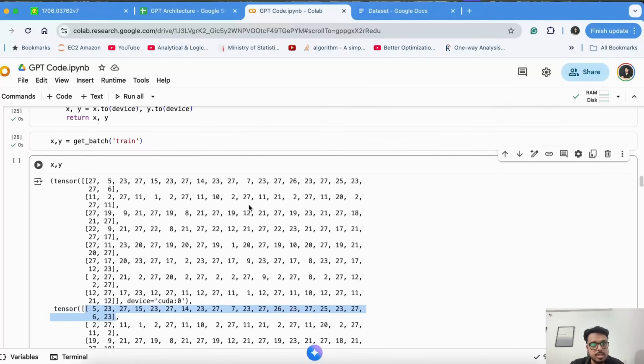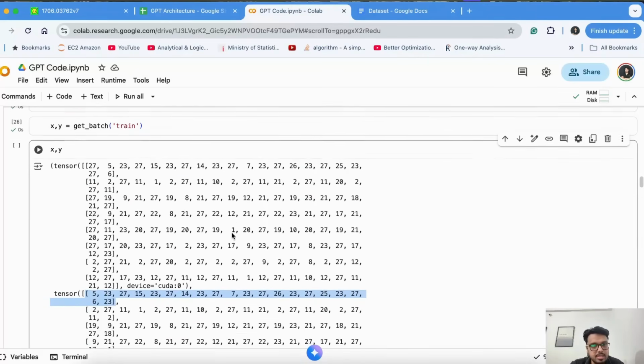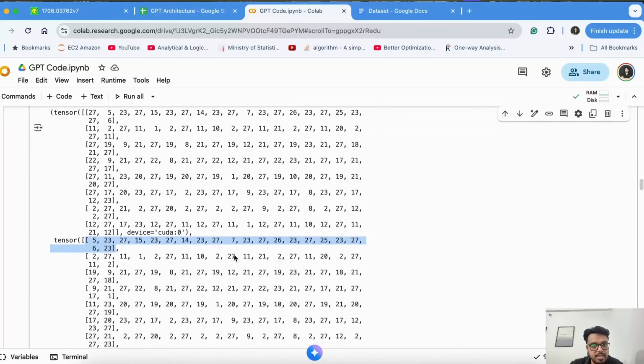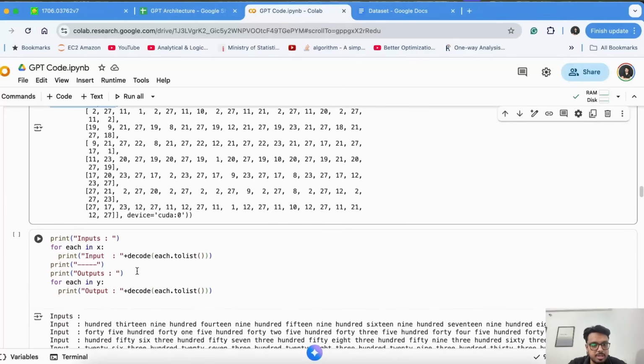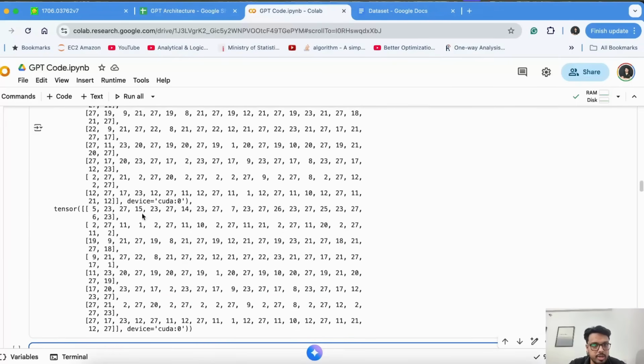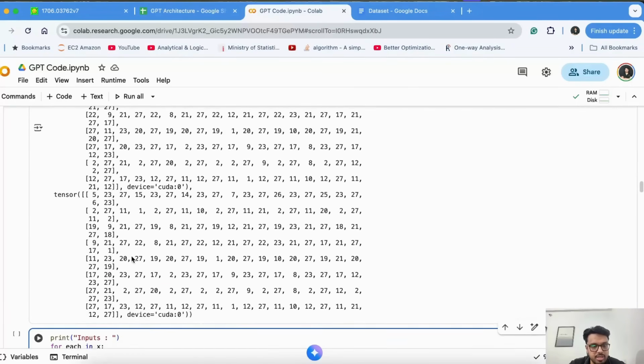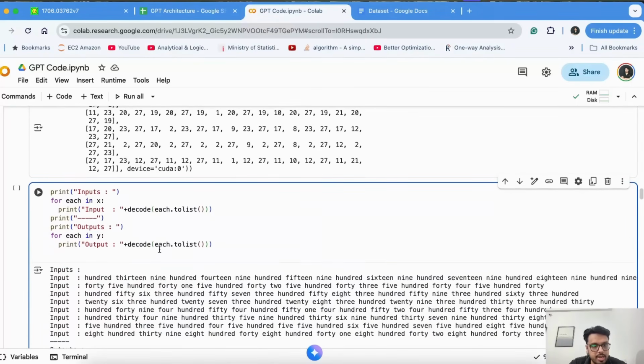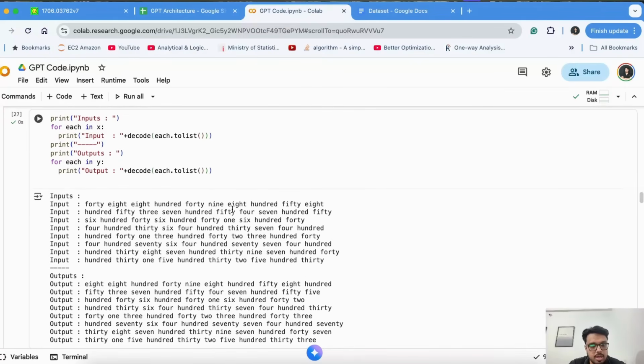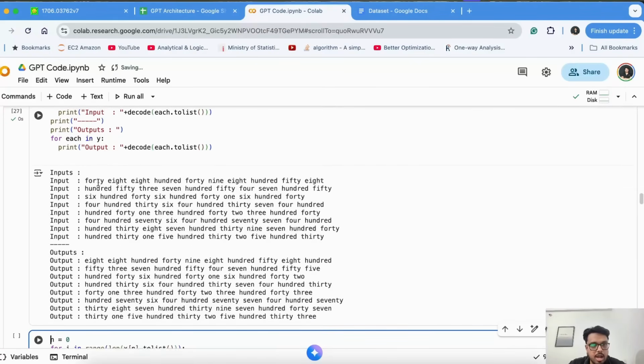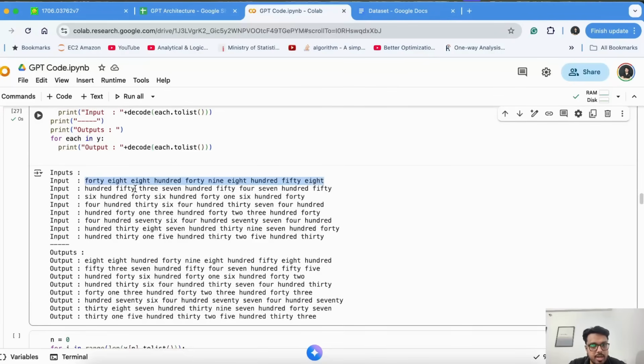Okay, so these are the token IDs. Probably this doesn't make much sense as of now, so let me just decode it. What I'm doing is decoding the output that we have received over here to understand how the inputs and outputs are happening. The first input is, let's say, 48, 849, 848. Then the output sequence, or the target sequence, will be this.